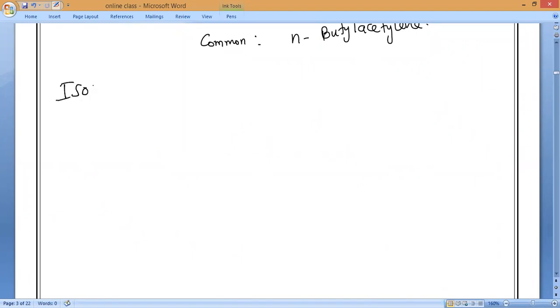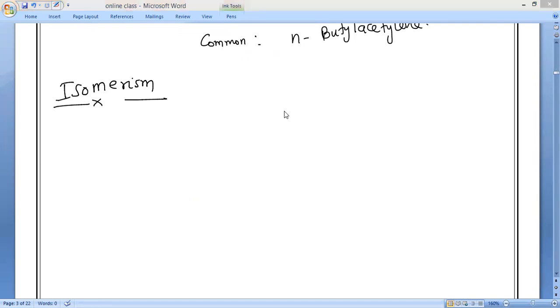In the exam they can ask anything. So isomerism. Please keep writing isomerism. This is not a new concept; we already studied it. Versatile nature of carbon. N means normal, it's a common name. So this is the fourth property, versatile nature of carbon. What is the meaning of isomerism? Same chemical formula, but different structures and properties. That is what isomerism means.